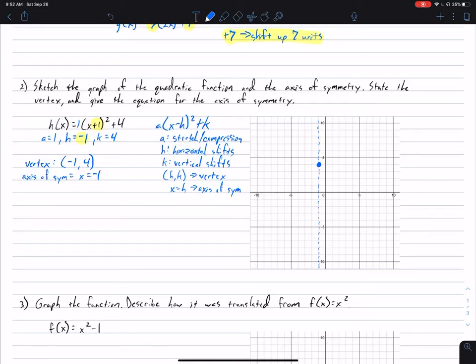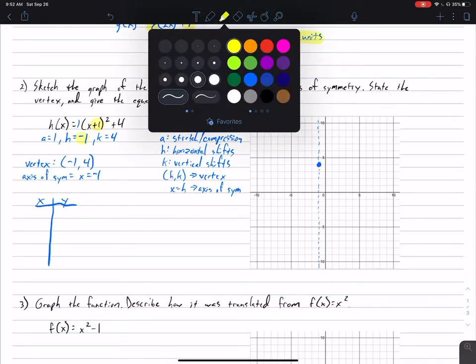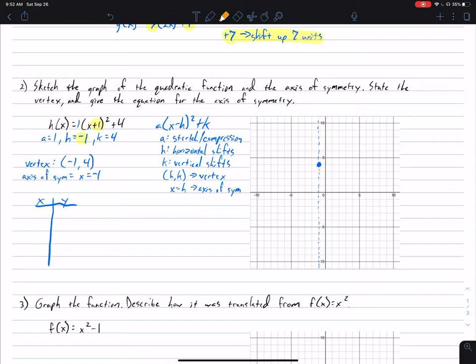Let's do the rest of this. Let's fill out a chart to give us the rest of the points that we're going to need. Now, here's a big trick I like to recommend. When you're trying to find the x values that you should use, your axis of symmetry should always be your middle number on your chart.